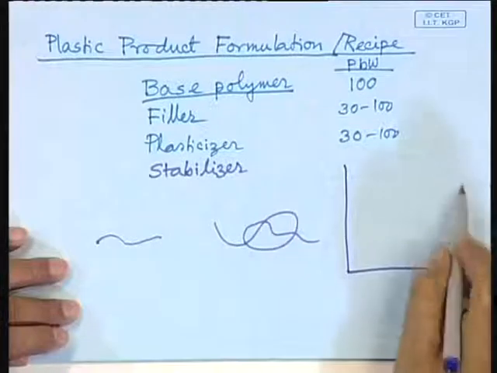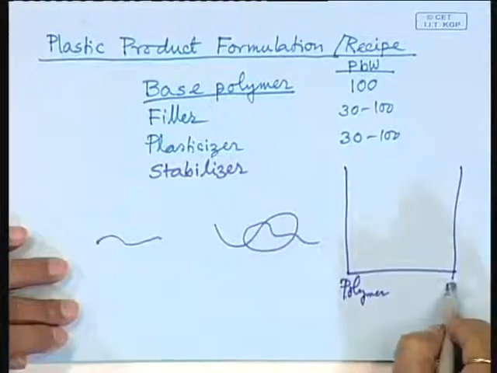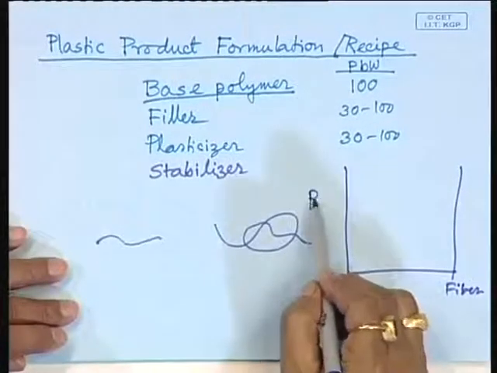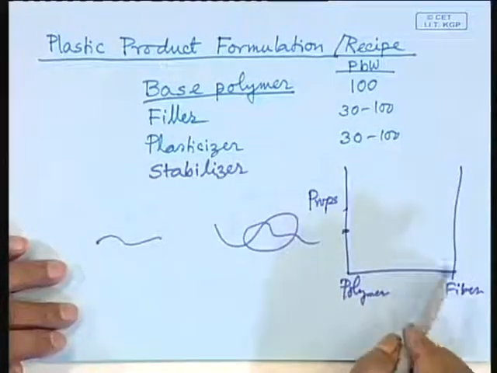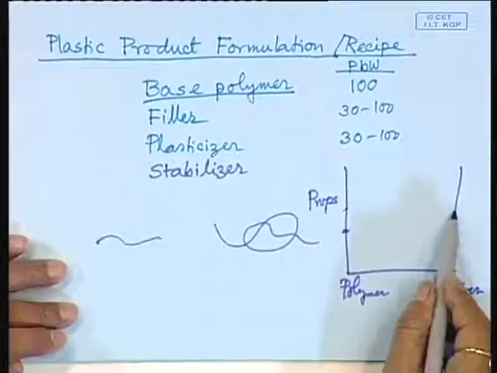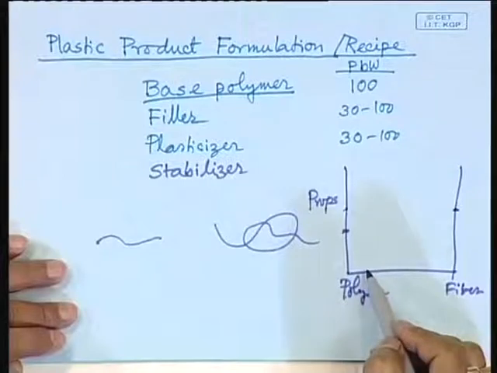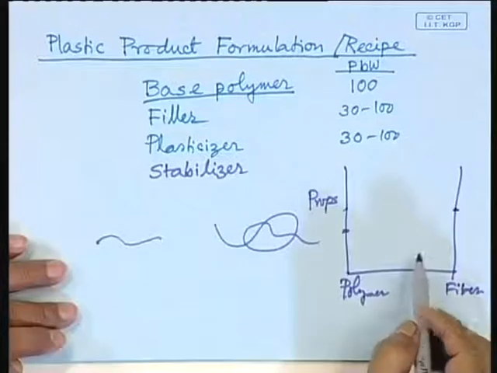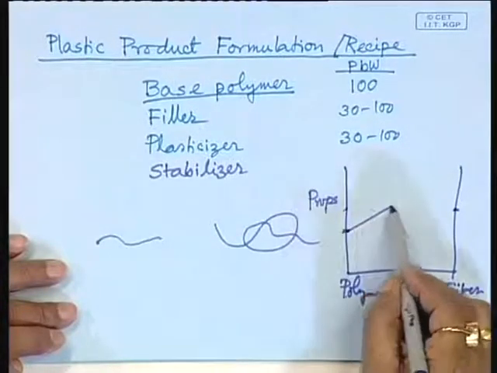So, if you look in this way, suppose this is the polymer axis, this is the fiber axis, and these are properties. Suppose this is the polymer property lies over here and the fiber property lies over here, a little higher than that of polymer tensile strength. Now, by incorporating say 30% of fiber, you can get an improvement of properties like this.